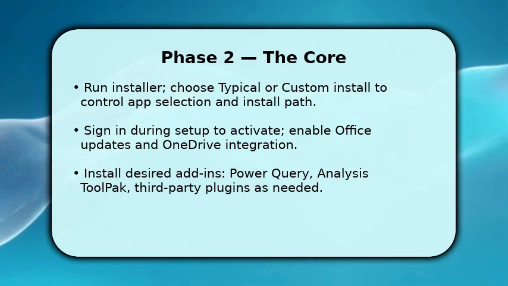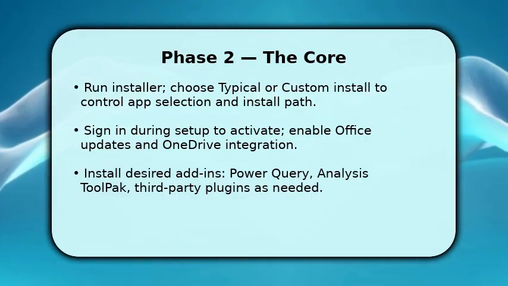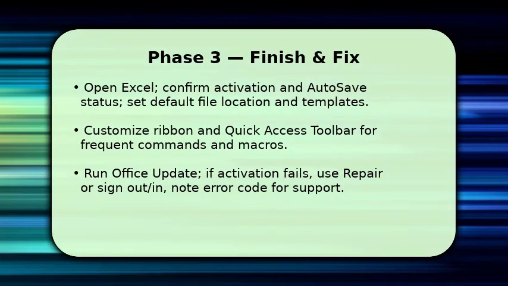Once installed, add key add-ins like Power Query or Analysis Tool Pack, and configure update settings to keep security patches current. Finish by launching Excel and verifying activation and auto-save. This confirms licensing and cloud backup.